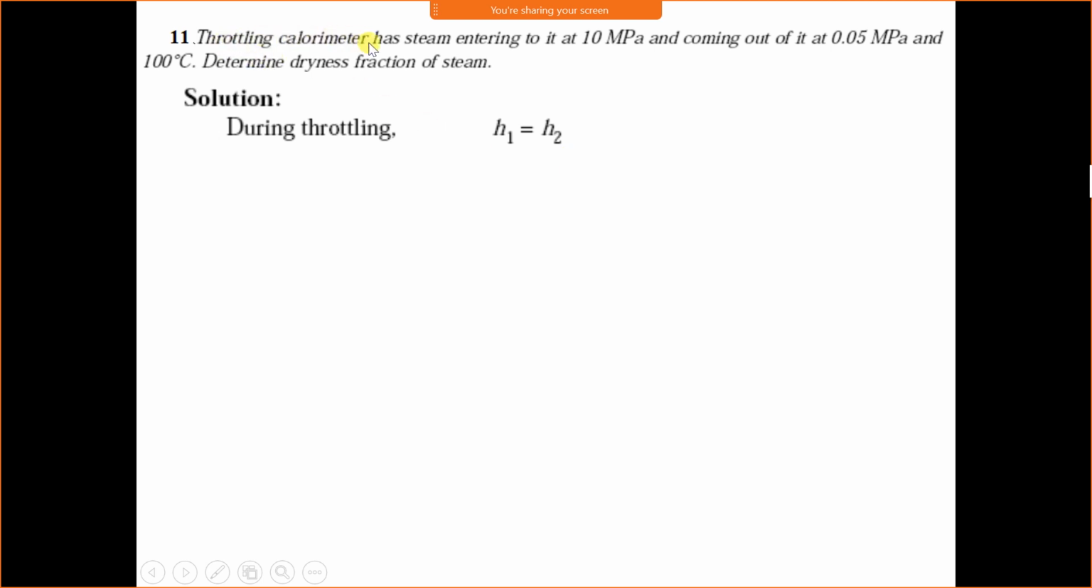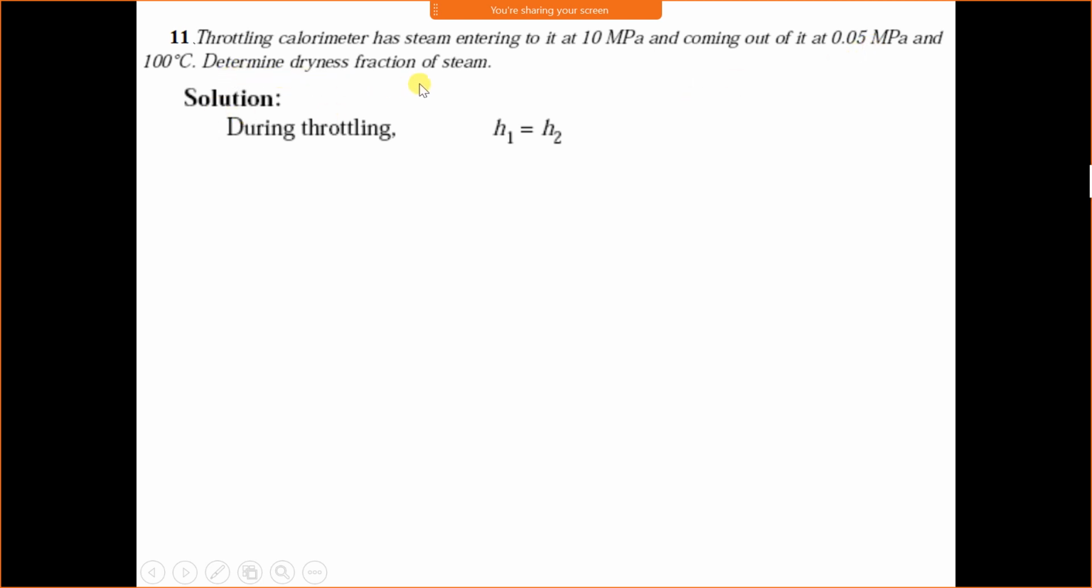We know that in a throttling calorimeter, the enthalpy at inlet and the enthalpy at outlet remain the same. Therefore, during throttling, H1 is equal to H2. At inlet, the pressure is given as 10 megapascal, which means 100 bar, and at outlet the pressure is 0.05 megapascal, which means 0.5 bar, and 100 degrees Celsius. So at outlet we know pressure and temperature both.